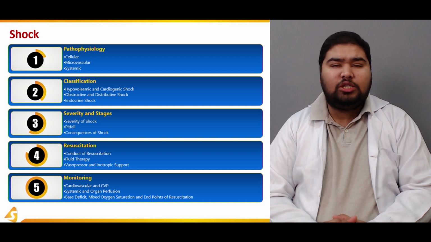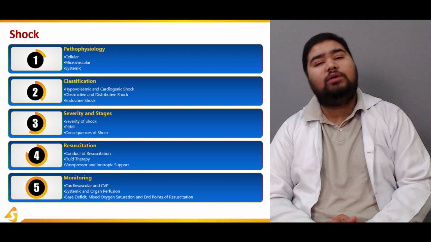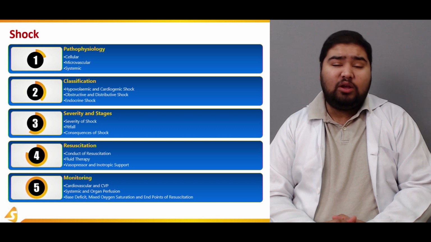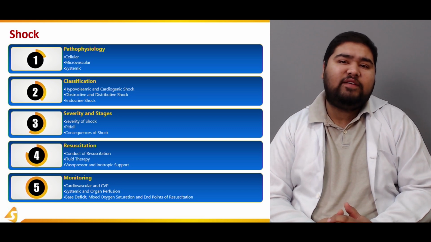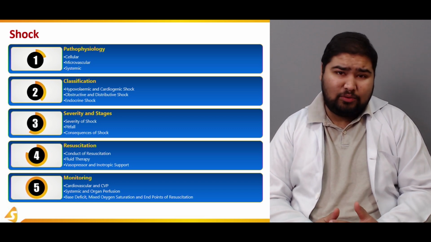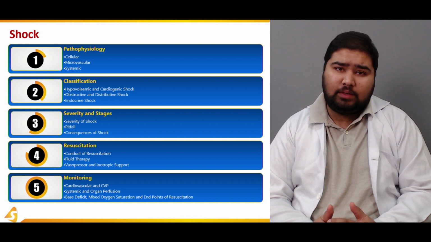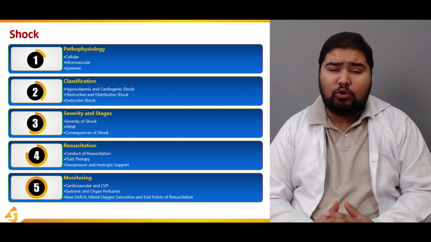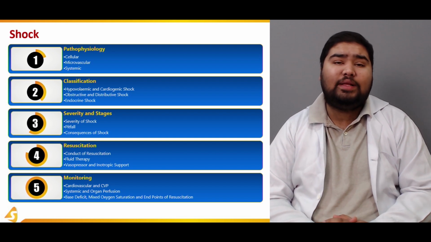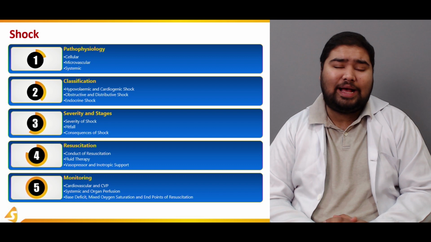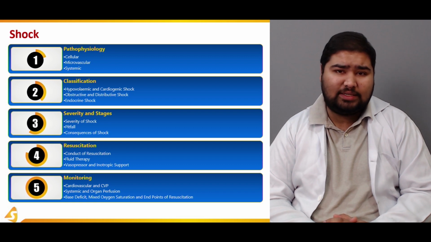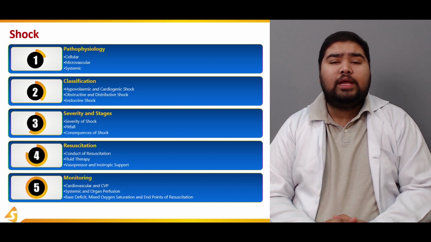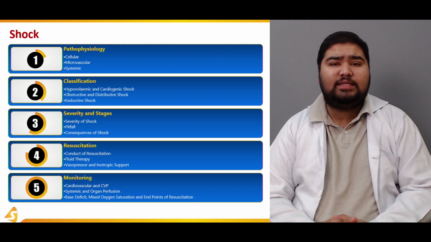In the third section, we'll be dealing with the severity and stages of shock. That is, how does the shock progress throughout the body? We'll see how do we gauge the severity of the shock. Then we'll see the pitfalls in our system, the things you have to keep in mind and keep an open eye for. And finally, we'll see the consequences of shock, that is, how the body starts to shut down as a result of shock.